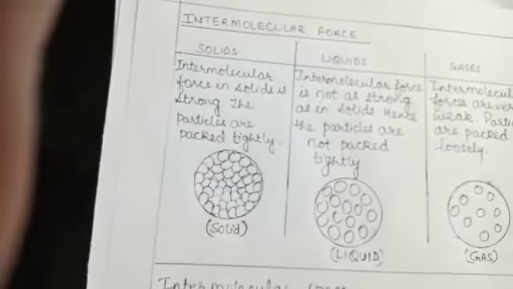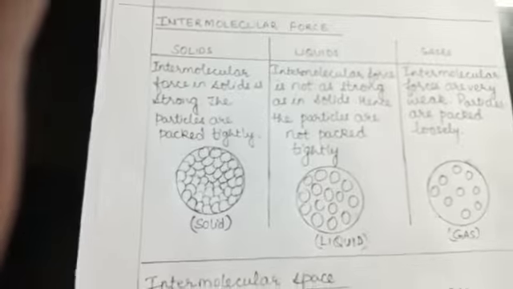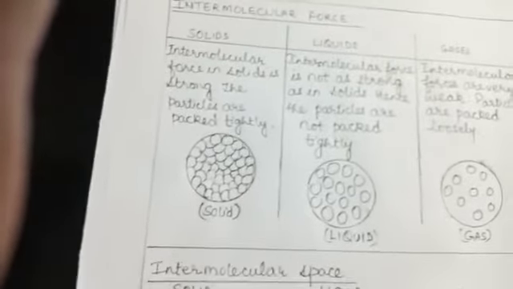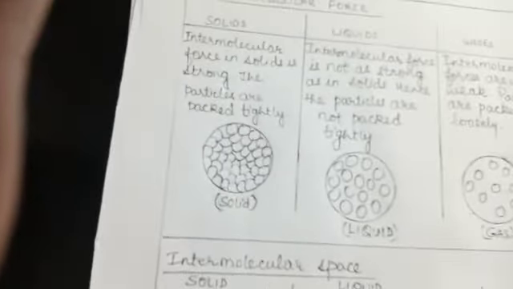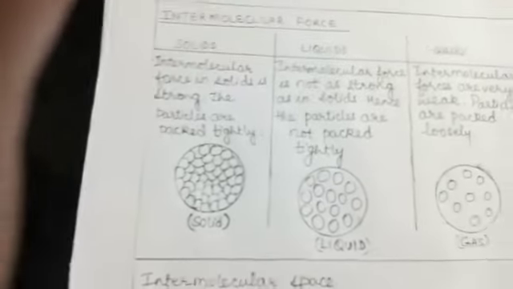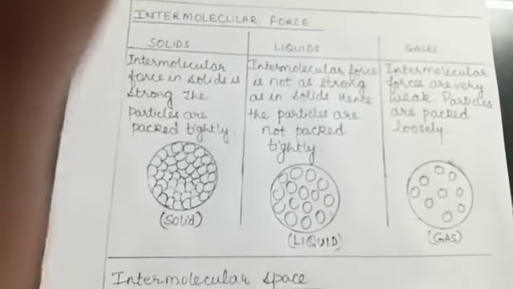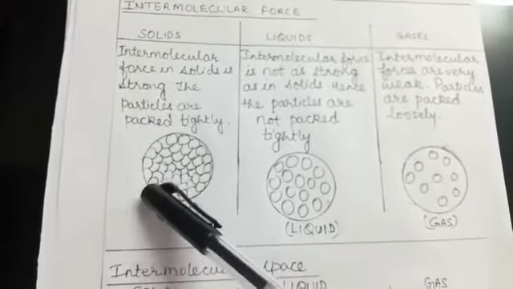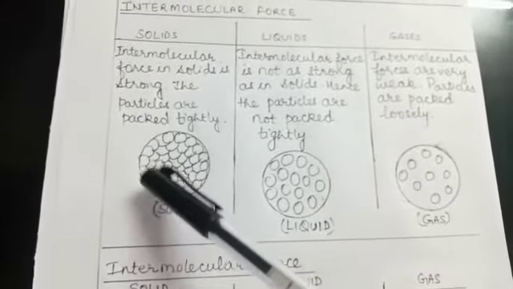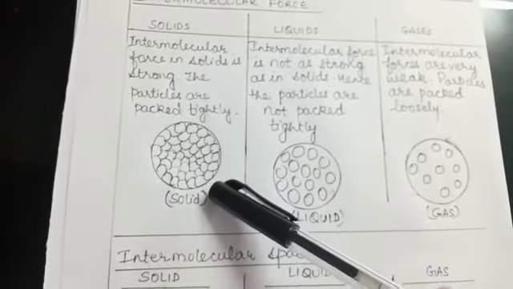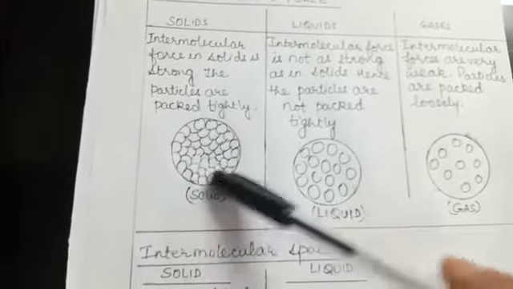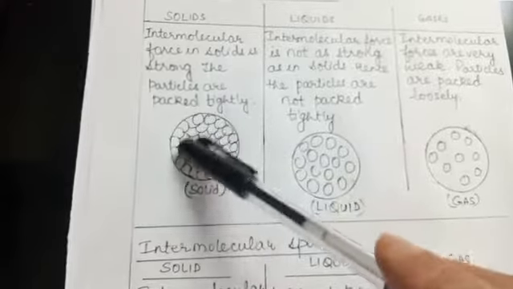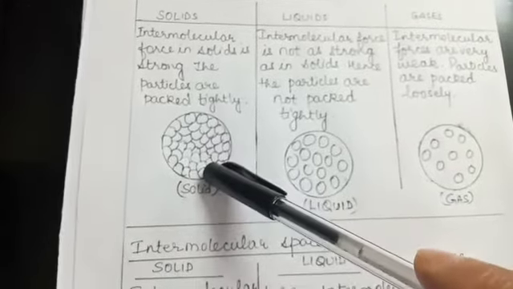Now we will discuss the forces that keep the particles together. The force which keeps the particles together is called intermolecular force. Intermolecular force in solids is strong. The particles are tightly packed. As you can see in this image, this is how the particles are tightly packed in the case of solids.